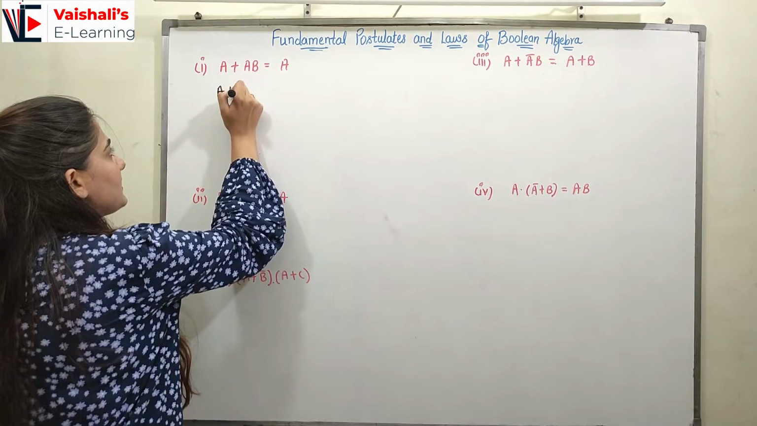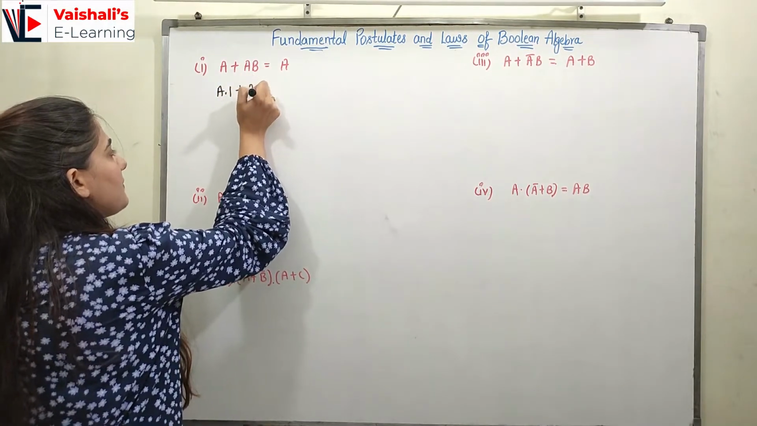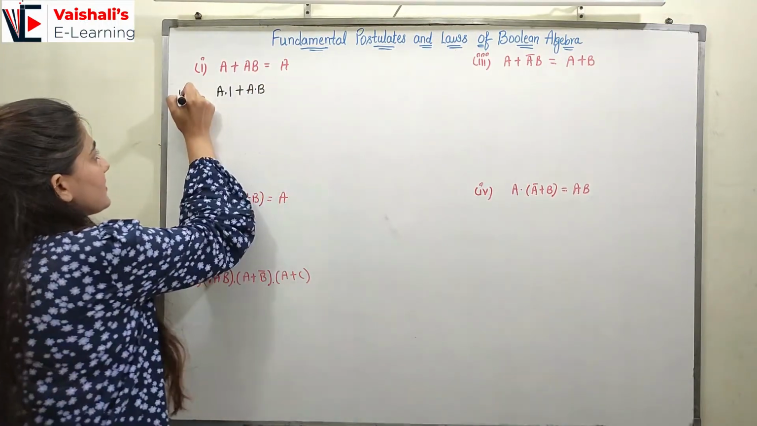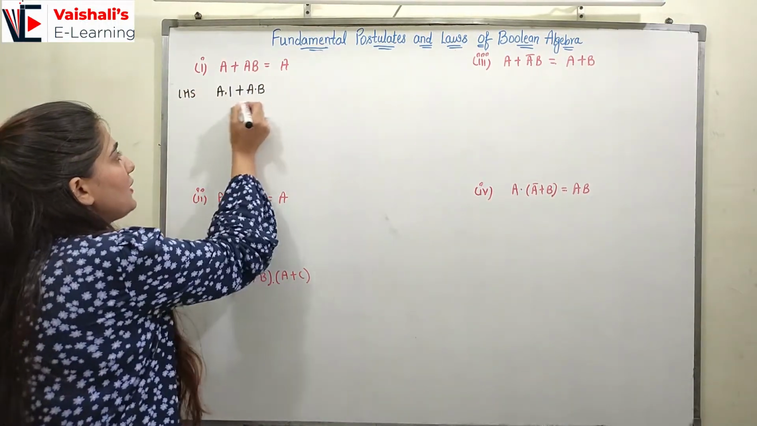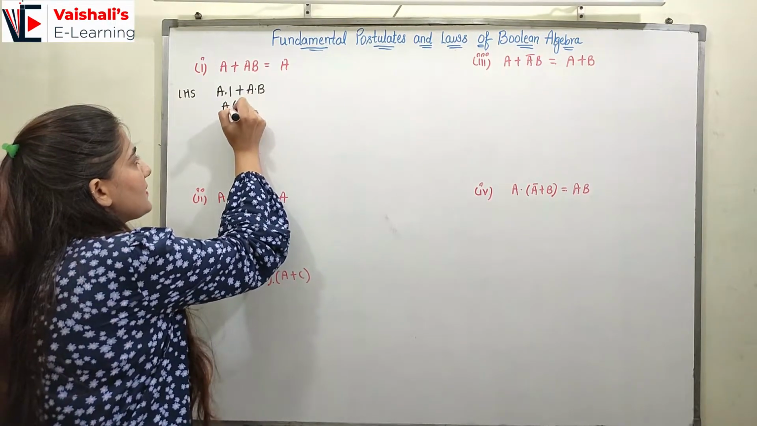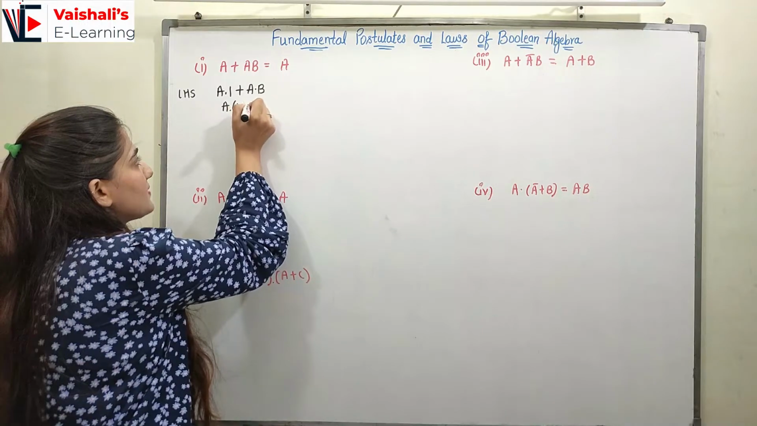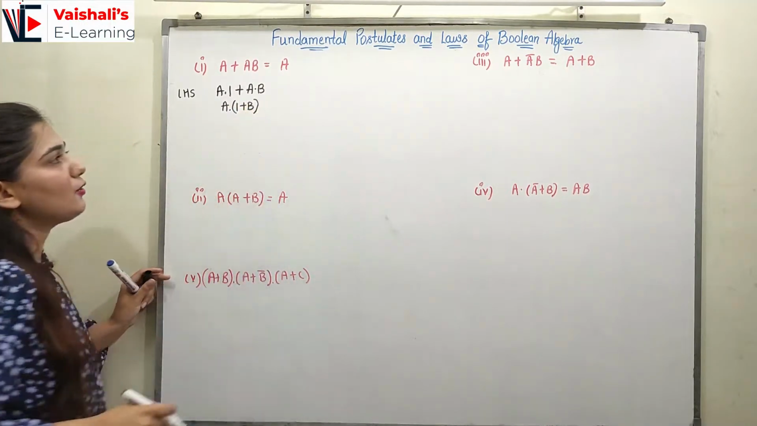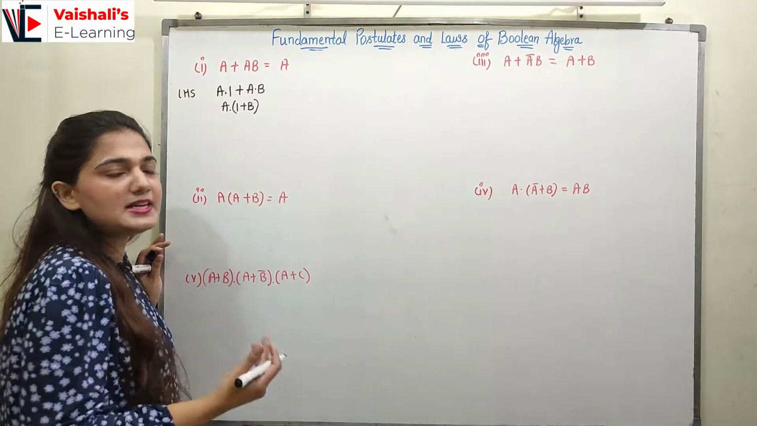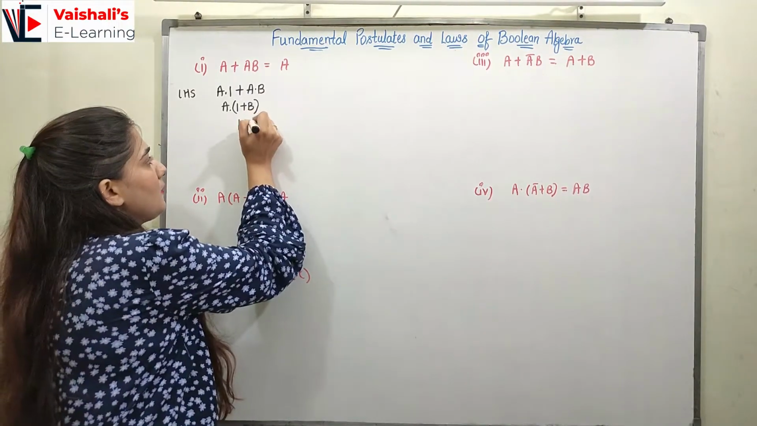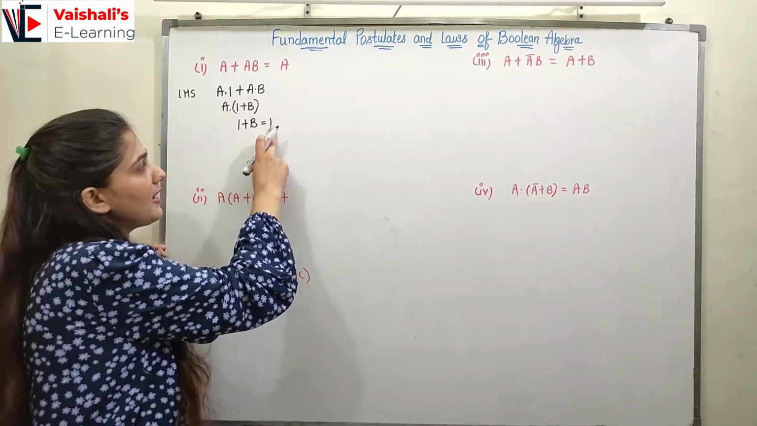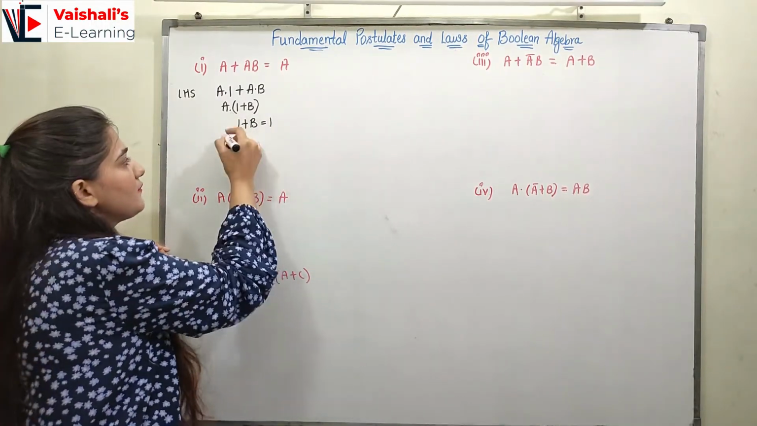So a can be represented as a dot 1, plus ab can be represented as a dot b. Now I am talking about the LHS. So a dot 1 plus a dot b. Now I can take a common and it can be represented as a dot 1 plus b. Now here I know 1 plus any variable would be 1 only. So if b is 0 or b is 1, I will be getting 1 only. So 1 plus b would be 1.